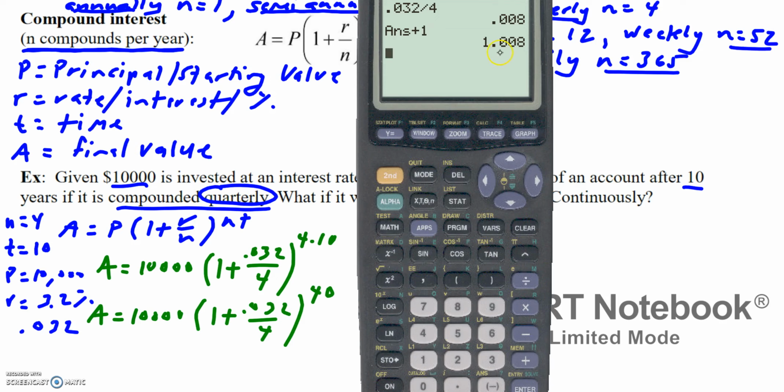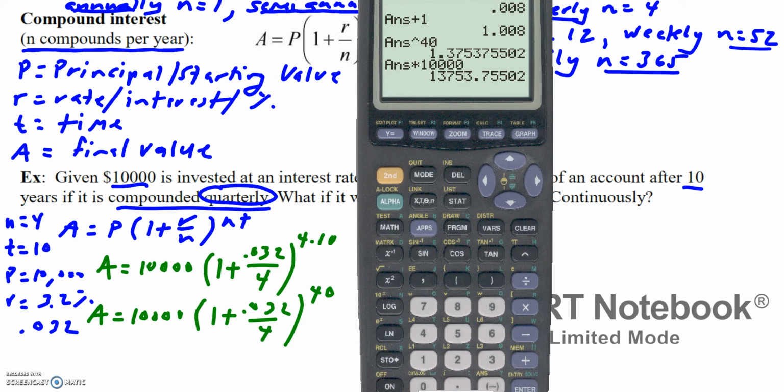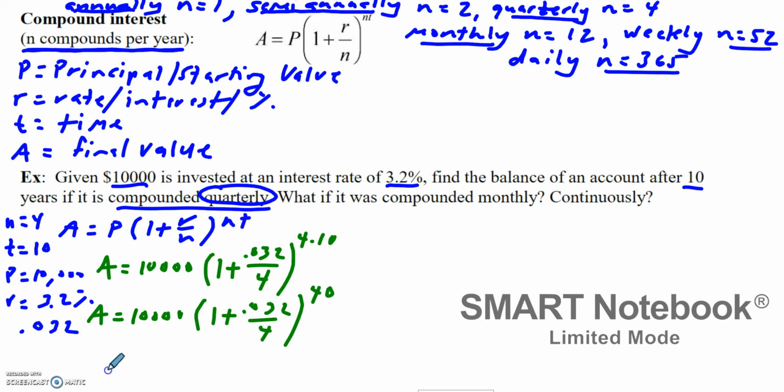And never erase anything from your calculator, by the way. Now you have to choose between multiplication and raising to a power, and raising to a power comes next with the order of operations. So we did parentheses first, now exponents, press enter again. Then lastly, multiply that by $10,000. And if you do that, you get an answer of $13,753.76. So I'm going to write that here. So my answer, if I put money in quarterly, would be $13,753.76.